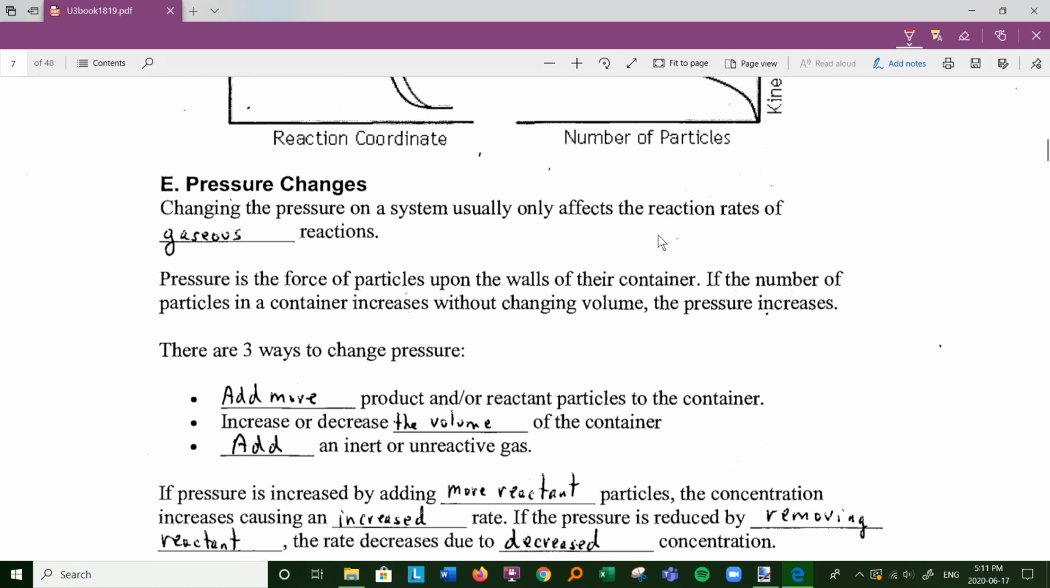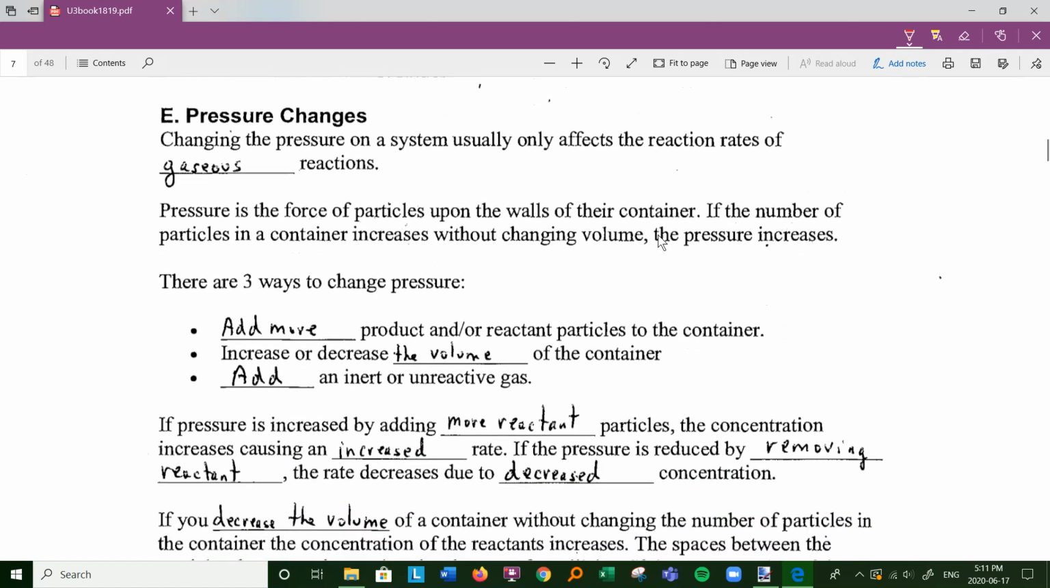Another way to increase the rate of reaction, if we're dealing with gases, is pressure. It's not really pertinent for other phases of matter, but if you change the pressure, that usually only affects the reaction rates of gases, so increasing the pressure will increase the rate. Pressure is the force of particles upon the walls of the container, given symbol P. If the number of particles increases without changing the volume, the pressure increases. Okay, that is Avogadro's law, is it not? There are 3 ways to change pressure.